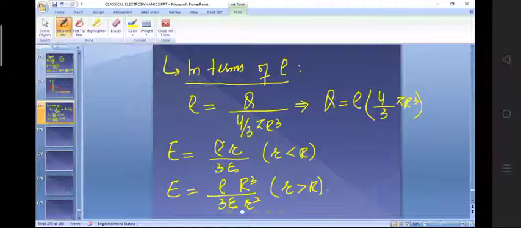So we are done with example number 1. The electrostatic field due to a point charge is simply kq by r square. The electrostatic field due to a hollow sphere is 0 inside, and outside it is proportional to 1 by r square, so kq by r square. The electrostatic field due to a solid sphere is kq by r square outside, and inside it will be kq into small r divided by capital R cube. So we have plotted the graph, and we have also written the electrostatic field in terms of charge density. I'm sure you have understood everything up to here. There is no rocket science in it.